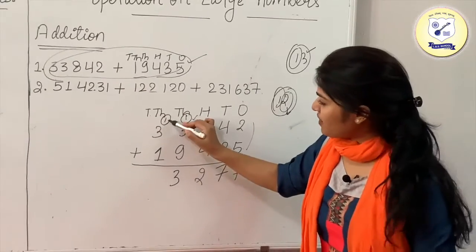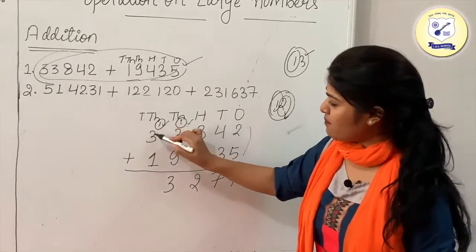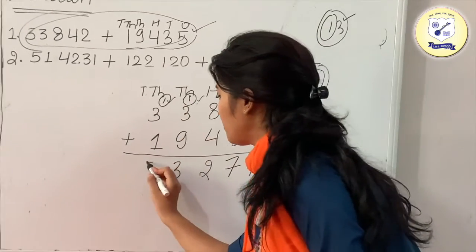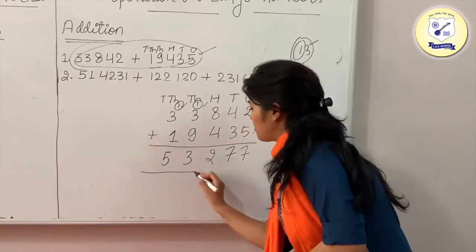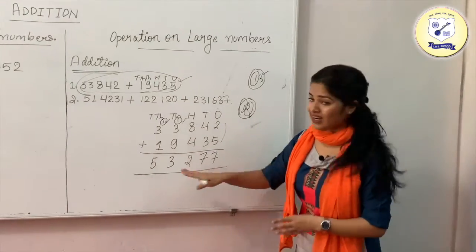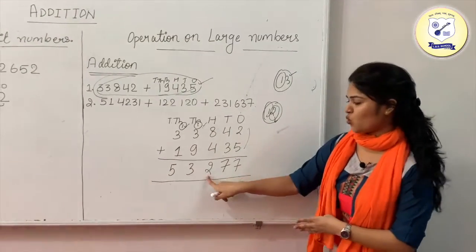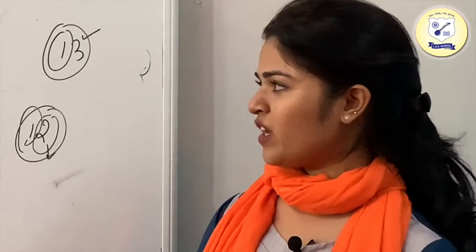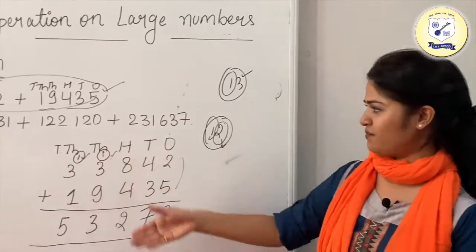Okay, now we are having this one in our carry. So 1 plus 3 plus 1 would be your 5. So this is your answer. So our number is 53,277. So we are done with our first question. So just move to next question.